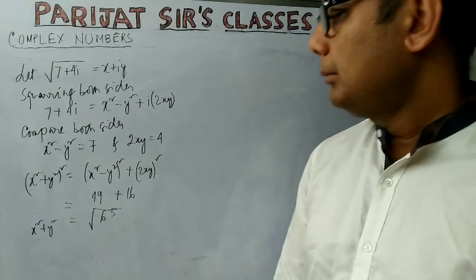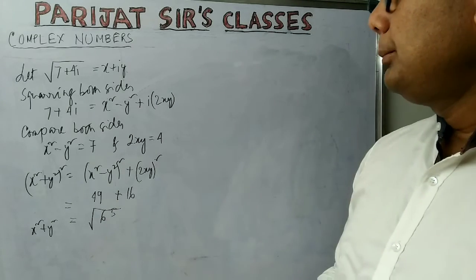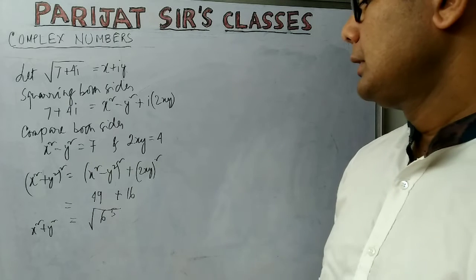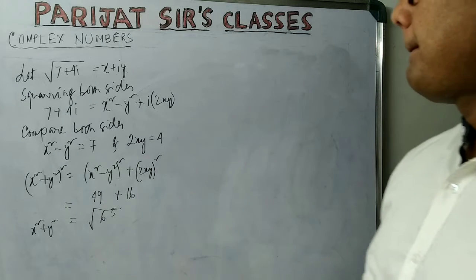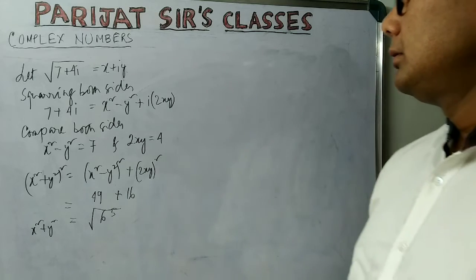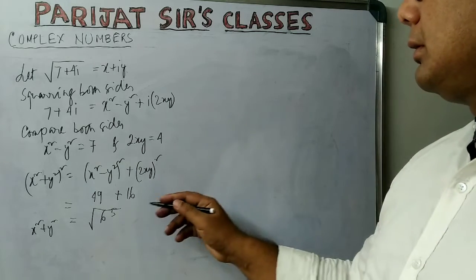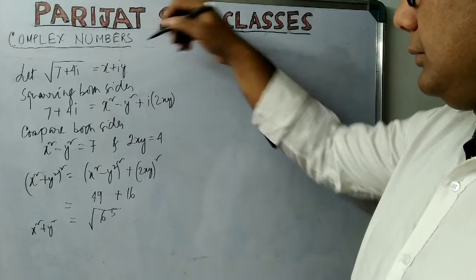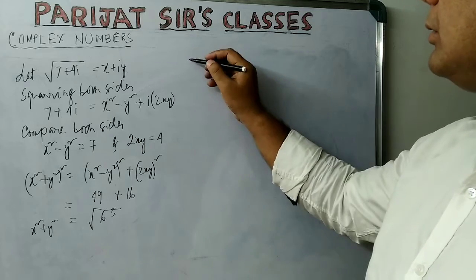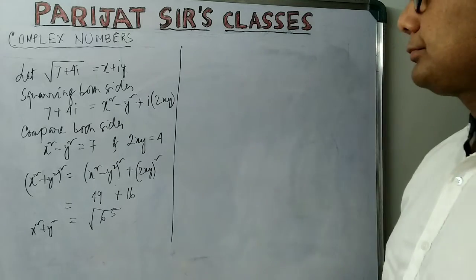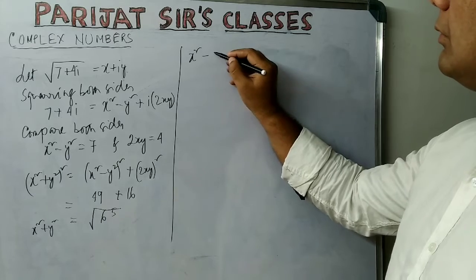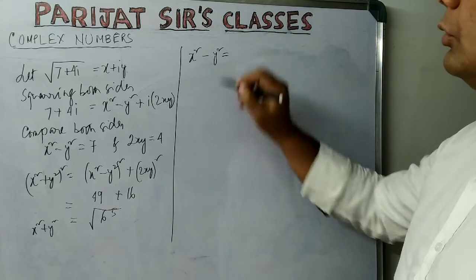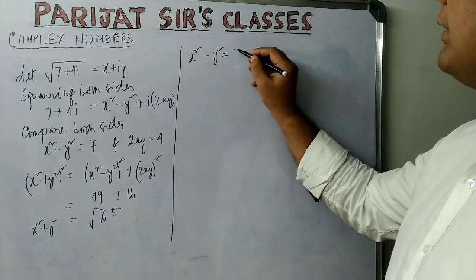So let us take a number. For example, suppose I take here... okay. So let me show you with this one, no problem. So we have got the formula x square minus y square is equal to, we are getting 7.